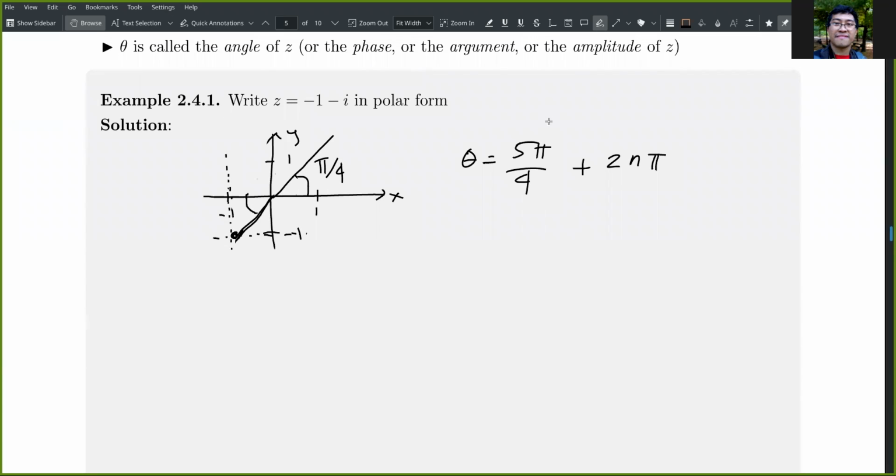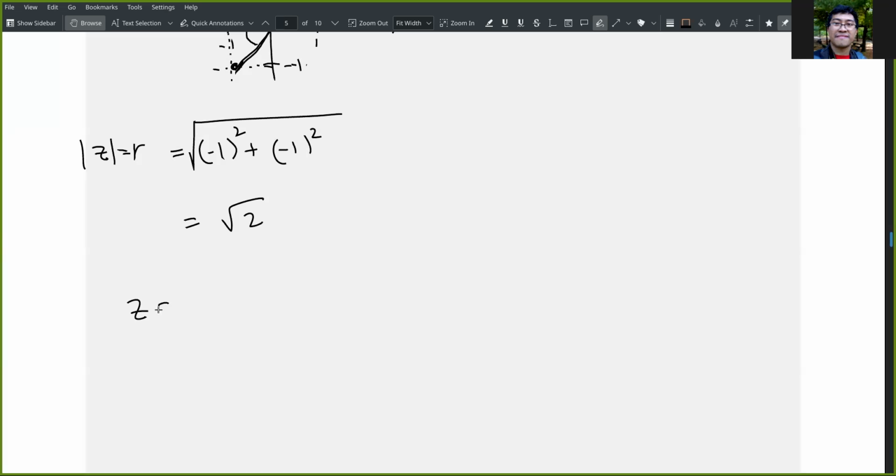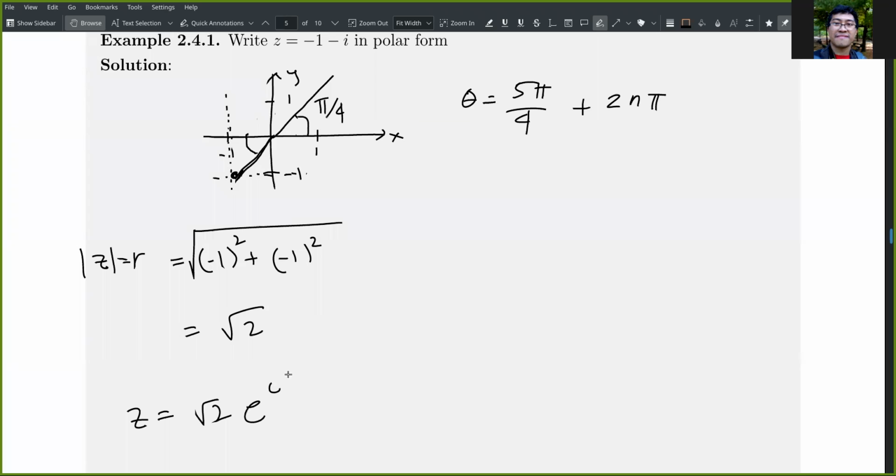And if we do that, the modulus of z, or the absolute value of z, is simply the square root of negative 1 squared plus negative 1 squared. Take the square root, and that would be square root of 2. Finally, we have z equals square root of 2 e to the power of i 5 pi over 4.